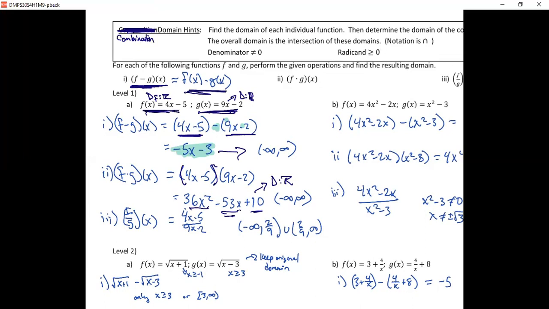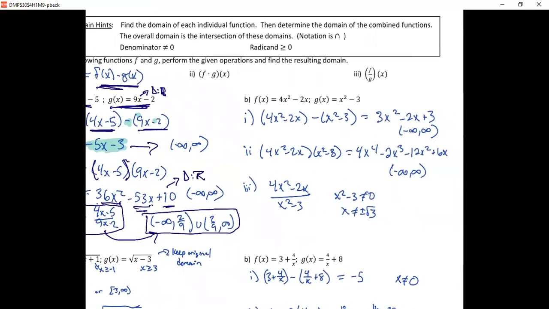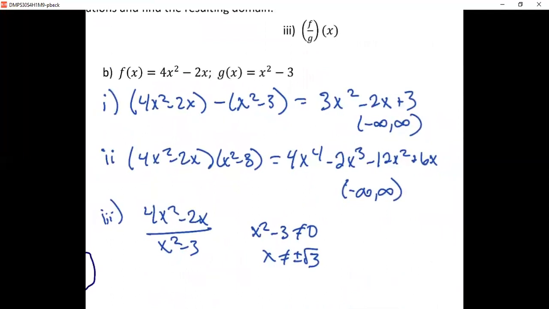For number 3, if I do f divided by g, suddenly I have a rational function that results from it. So rational functions end up giving us a new domain issue, meaning the denominator is not allowed to equal 0, which is why our domain is negative infinity to 2/9 and then from 2/9 to infinity. For part B, again, somewhat straightforward, where you have this quadratic minus this quadratic, which yields a new quadratic.